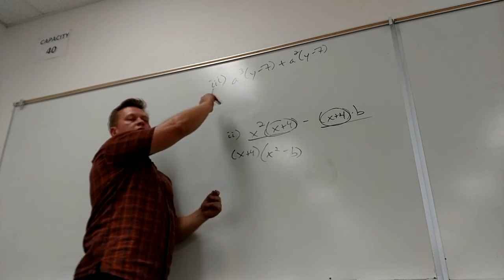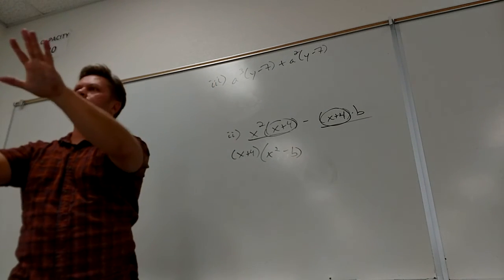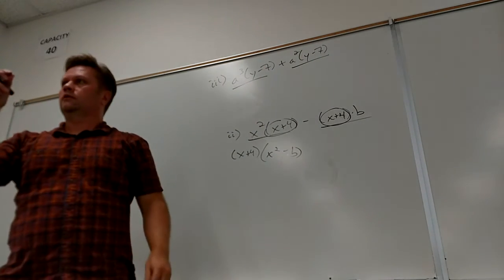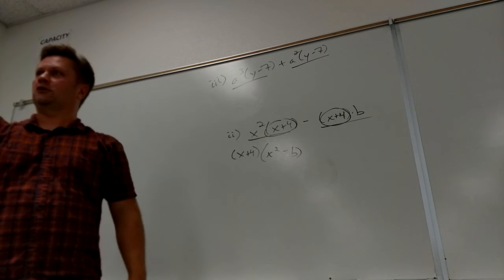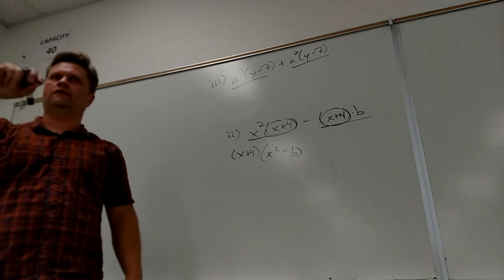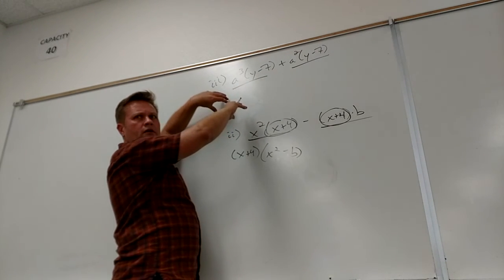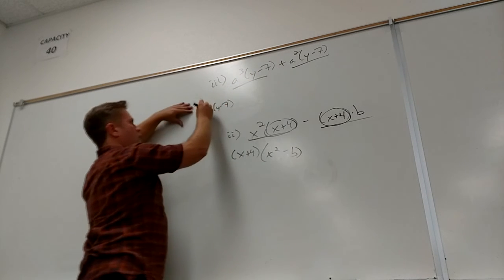All right. How many terms are there in this thing? Two. Beautiful. There's this and this. If you weren't going to say two, you see that there are two terms. What do they both have? They have a y minus 7. And they also have a squared.